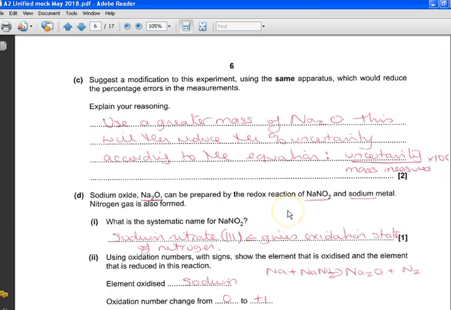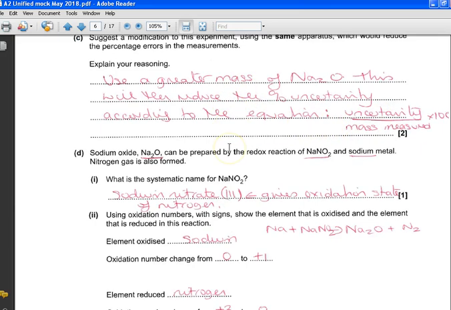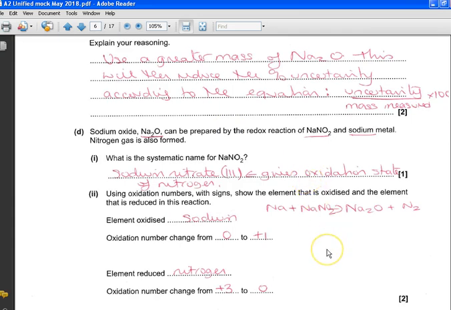Suggest a modification using the same apparatus, so I'm not asking you to come up with a different method, it's just asking how you might reduce a percentage error. Well, if you think of that equation to calculate percentage error, your uncertainty over the mass measured times 100, if you increase the mass, you're going to make your uncertainty smaller, and you're dividing it into the same value for the uncertainty, you're going to end up with a smaller number. Okay, so if you weigh out a greater mass, you will reduce the percentage uncertainty.